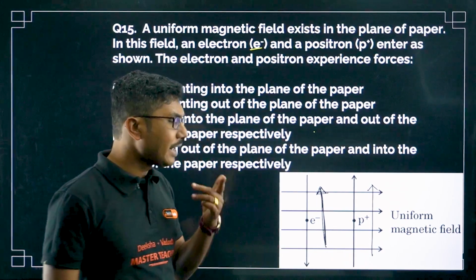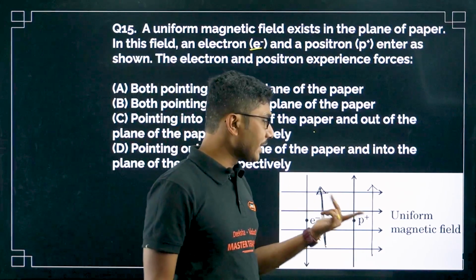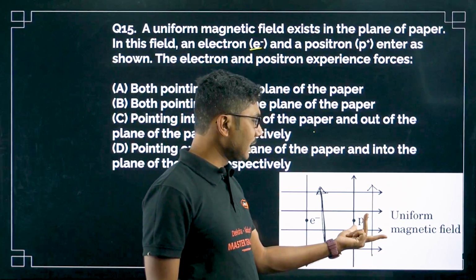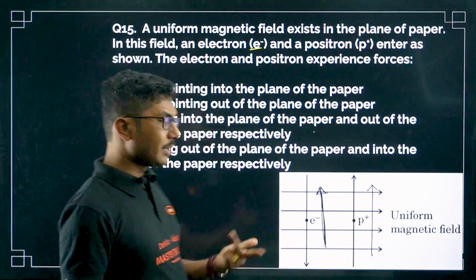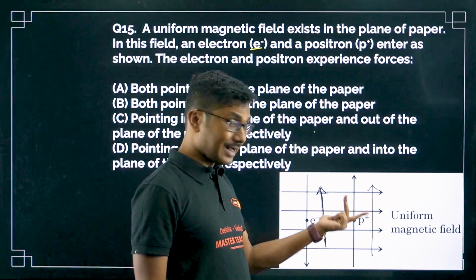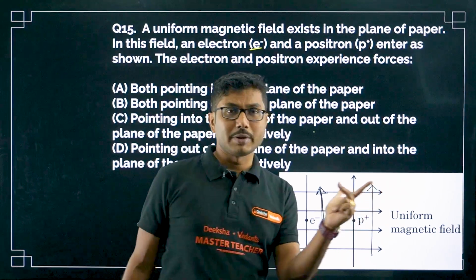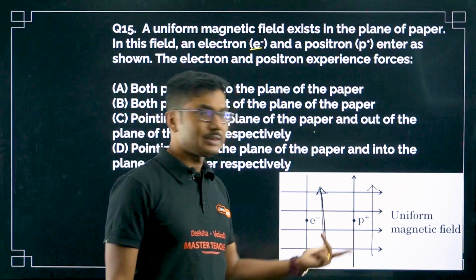Now how to do that? You have to use Fleming's left hand rule. This is the direction of the magnetic field, this is the direction of the current, so the force will be into the page of the paper. So this is the magnetic field, this is the current, and the force will be into the page. You have to orient your fingers such that you can answer this question.